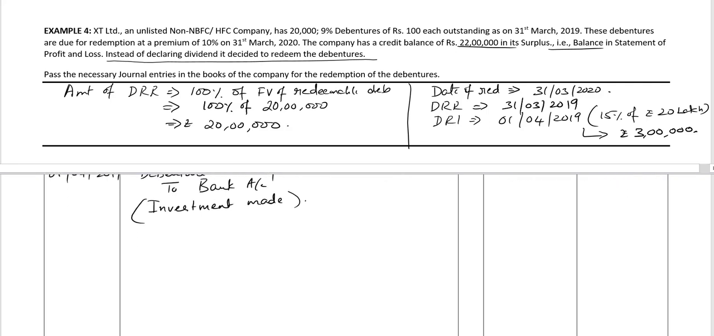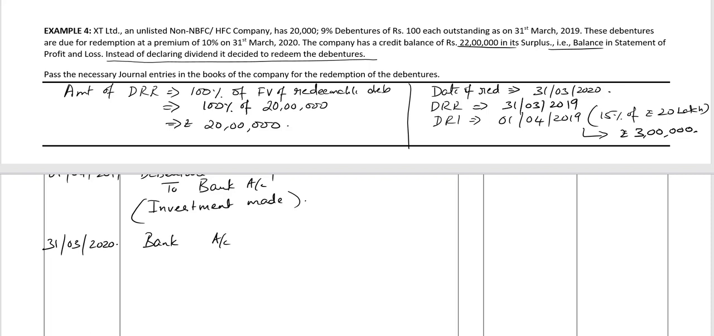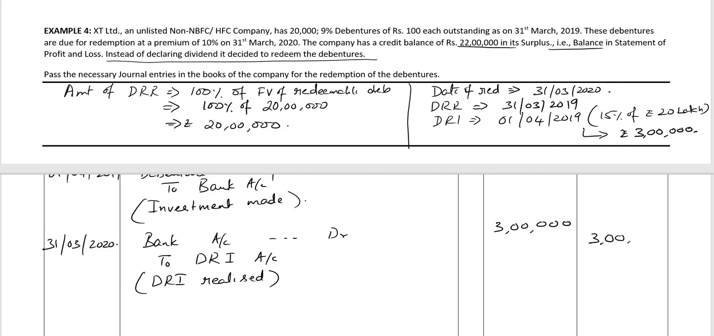We'll move on to the date of the redemption, which is 31st March 2020. We'll begin by realizing the debenture redemption investment. Bank account debit to debenture redemption investment account for DRI realized. Amount realized is the amount of the investment, which is 3 lakh rupees.